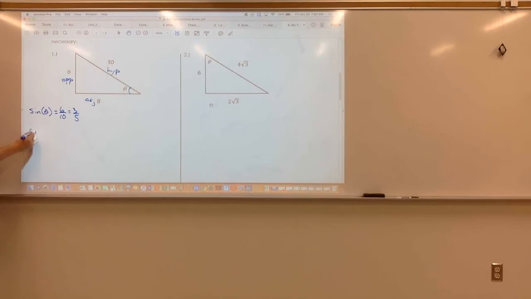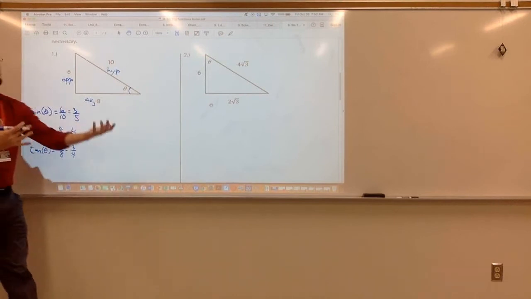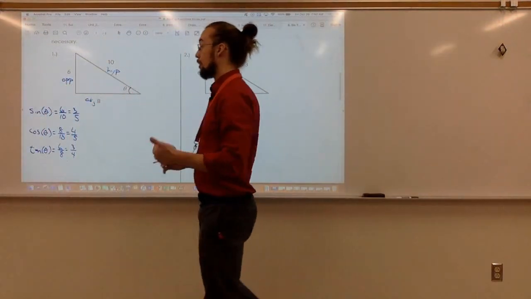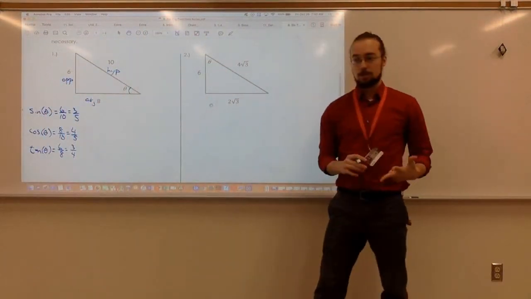How about cosine? Cosine would be 8 over 10. Does that reduce? Yes. How about tangent? 6 over 8. That reduces to 3 over 4. So now, the new part, writing our cosecant, secant, and cotangent.